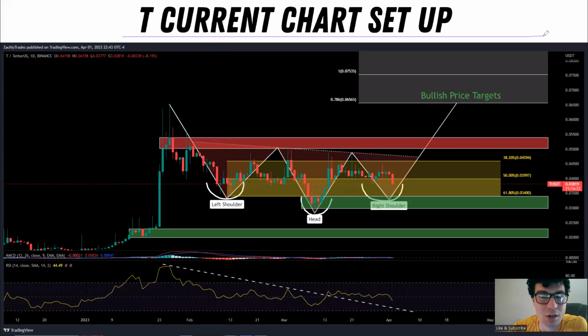We're going to go over the T chart. We're going to look at our current setup, go over some of the major levels right here, as well as the current chart pattern that we have trying to form right now, known as an inverse head and shoulders. We're also going to take a look at the RSI.